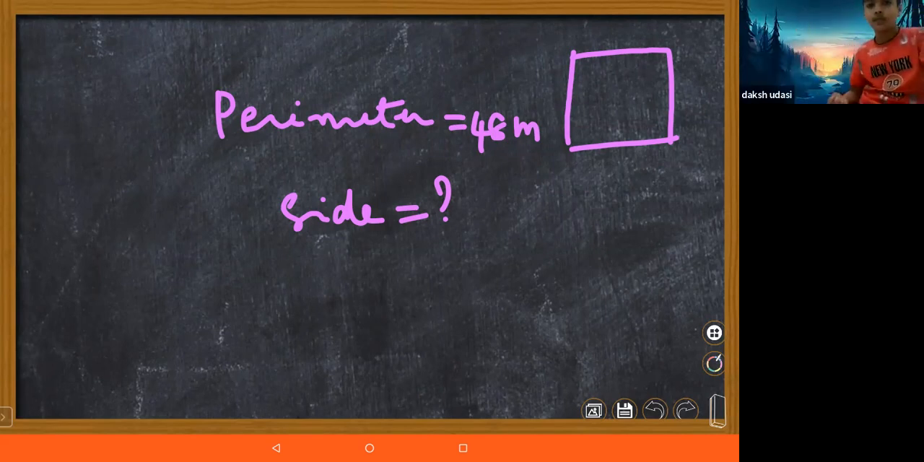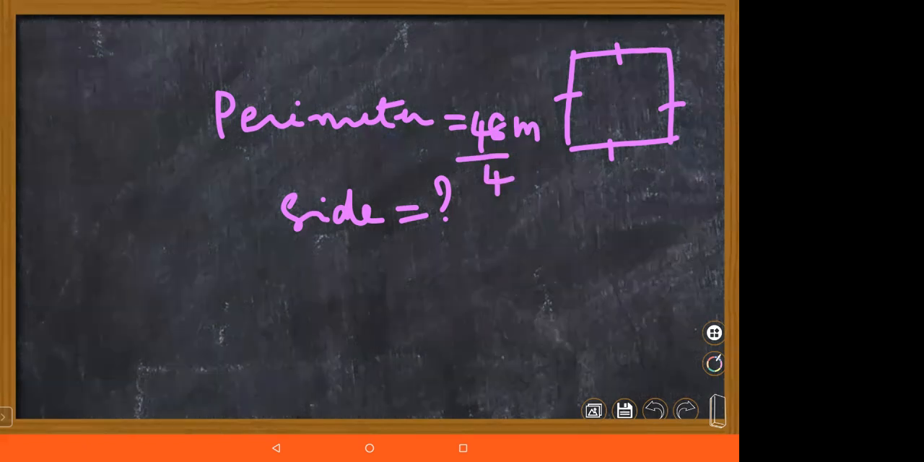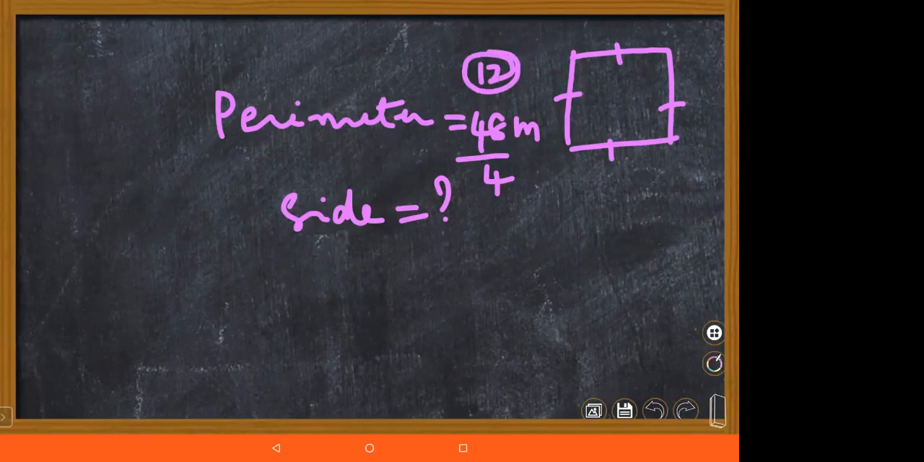Ma'am, I was asking how did we get 12? So here all sides are equal, right? How many equal sides do you have? 4. So you just divide by 4. 48 divided by 4 is how much? 12. Okay, ma'am. You understand? Because it is a square, all sides are equal, so we are dividing by 4. Lohini, you got the point.